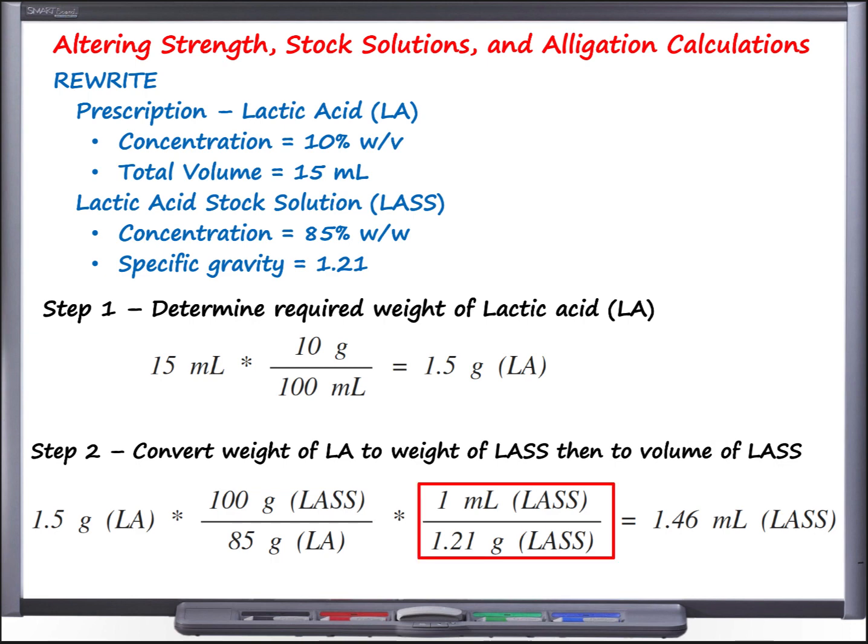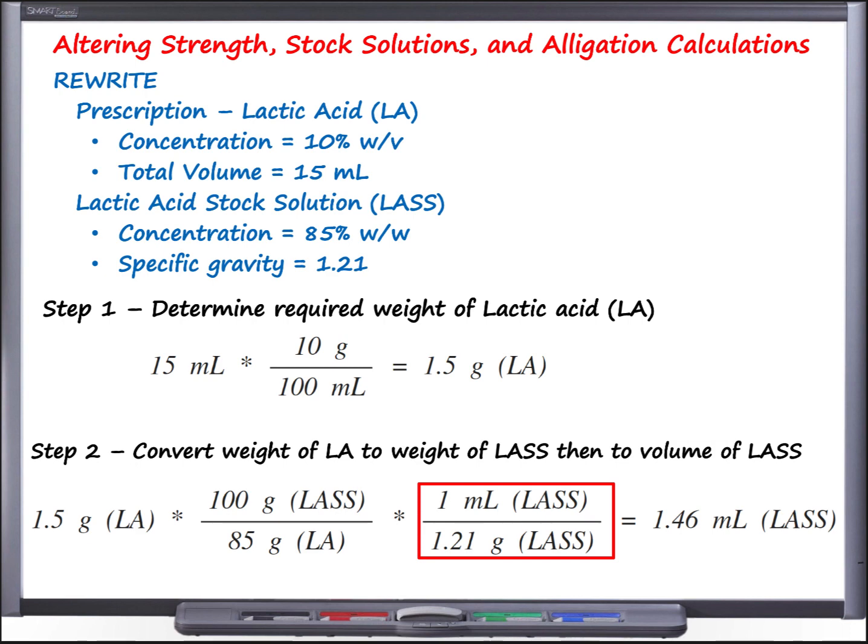To do that, we are going to use the specific gravity. We were given that the specific gravity is 1.21. And remember, that means grams of your product per gram of water.